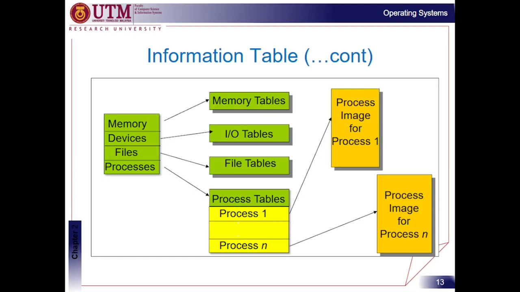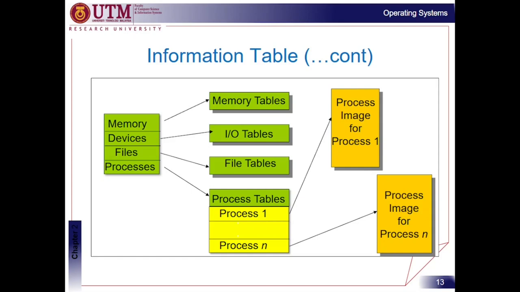I/O tables maintain the status of each I/O device and channel. They store information such as device ID, availability, current operation, and buffer location for each device. File tables store the information about the files that are currently open or in use by the system or the processes. They store information such as the file name, file descriptor, file pointer, access mode, and log status for each file.